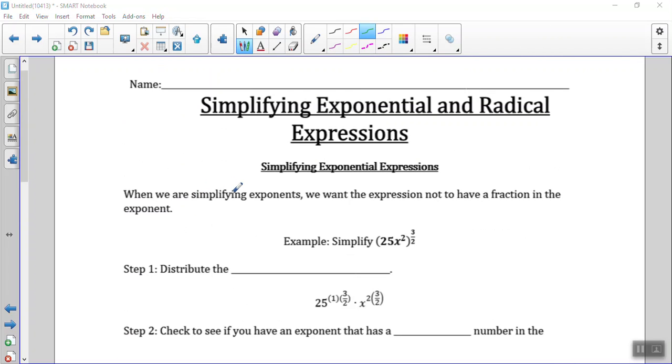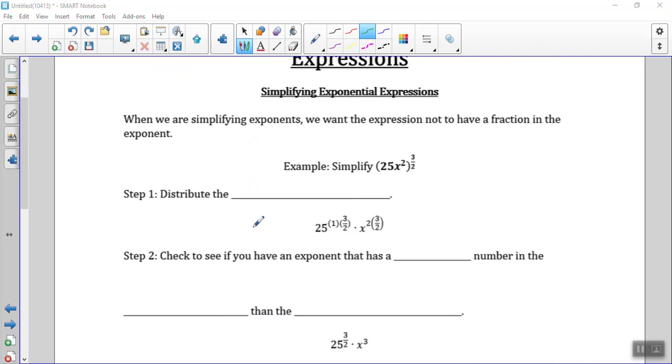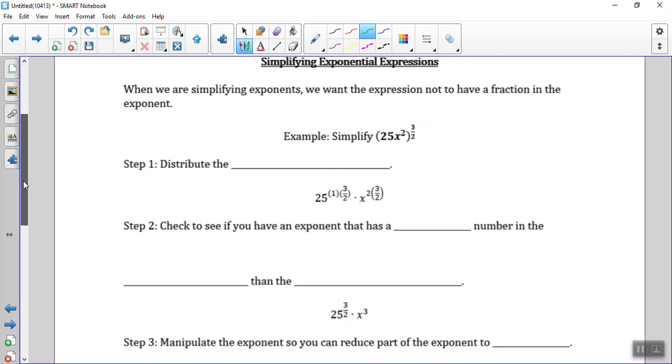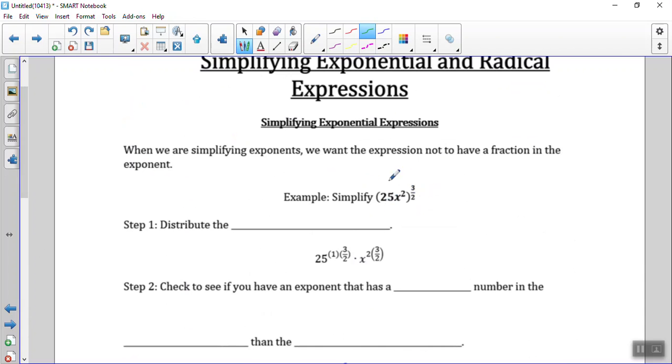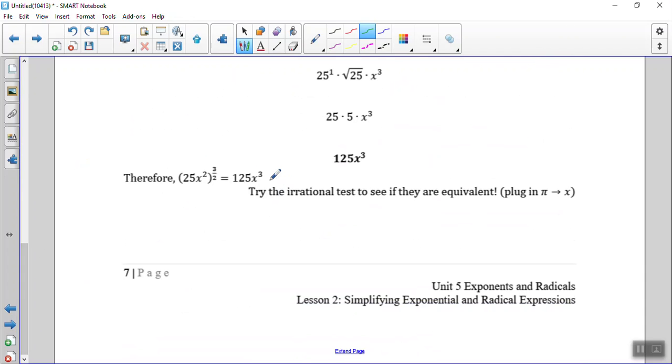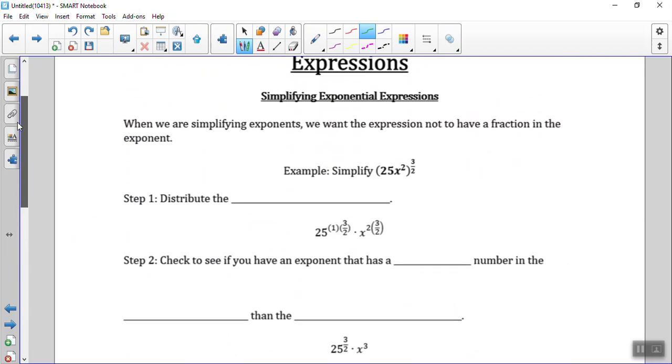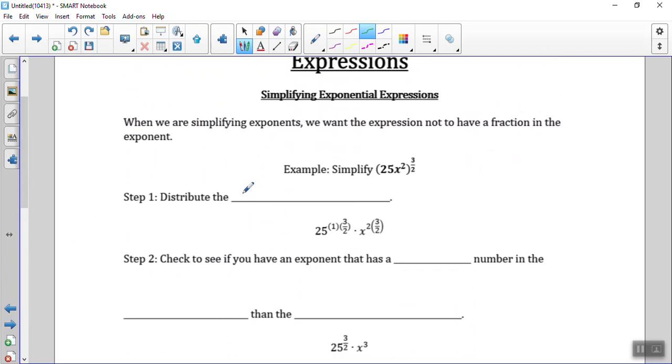Alright, so the second part of this, I'm just going to give you the notes on this, and I'm going to go through some examples. When we are simplifying exponents, in the previous examples we had radicals. Now when you're simplifying exponents, we want the expression not to have a fraction in the exponent. Okay, so in the end, we want it to look something like this. This expression right here is the same as this expression right here. Okay, this is a simplified expression. All right, so the first step is to distribute the exponent.